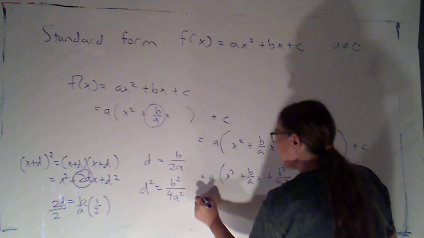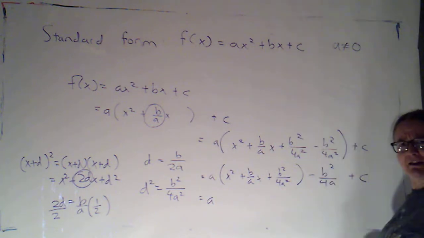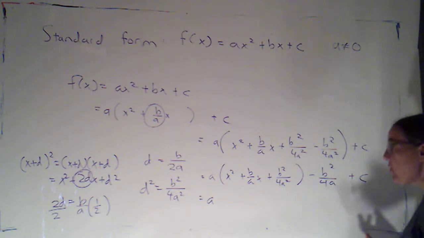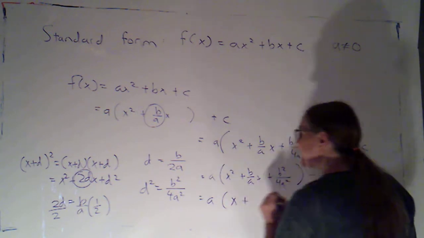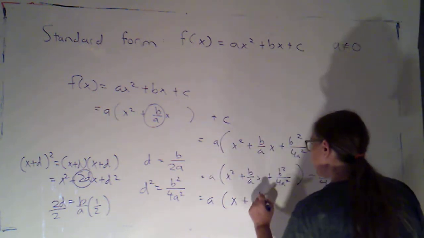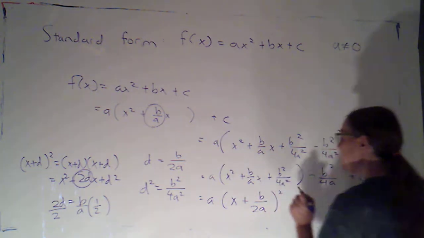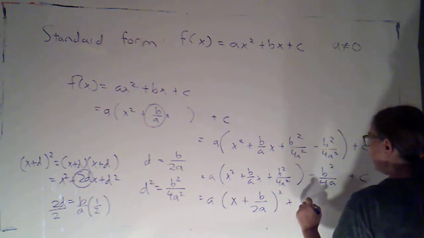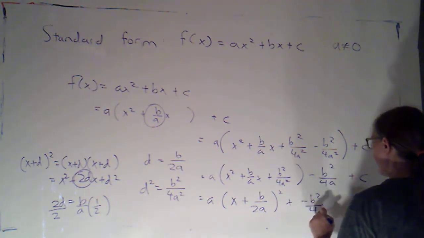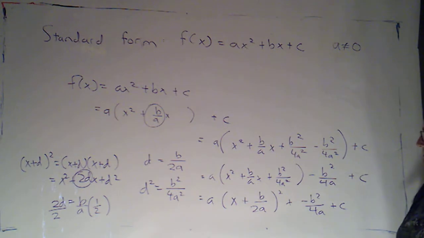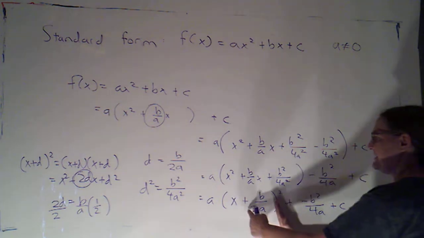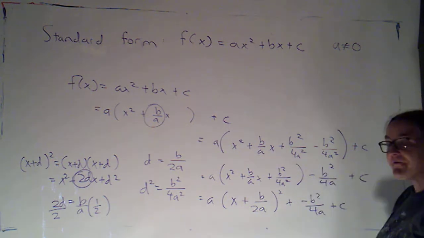Okay, and now, if I just gave you this and said factor it, it looks kind of intimidating. But because we completed the square, we know it factors as x plus d, and our d was b over 2a, quantity squared. And then we're going to have plus negative b squared over 4a plus c. Okay. Now, if I look at that, I can figure out what the vertex is, because these numbers are going to give that to me.